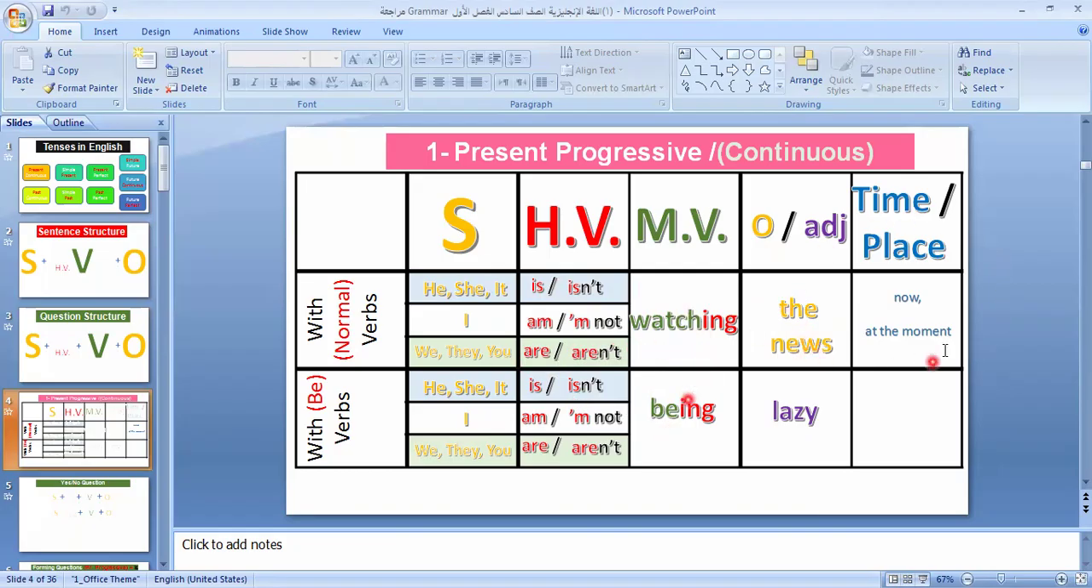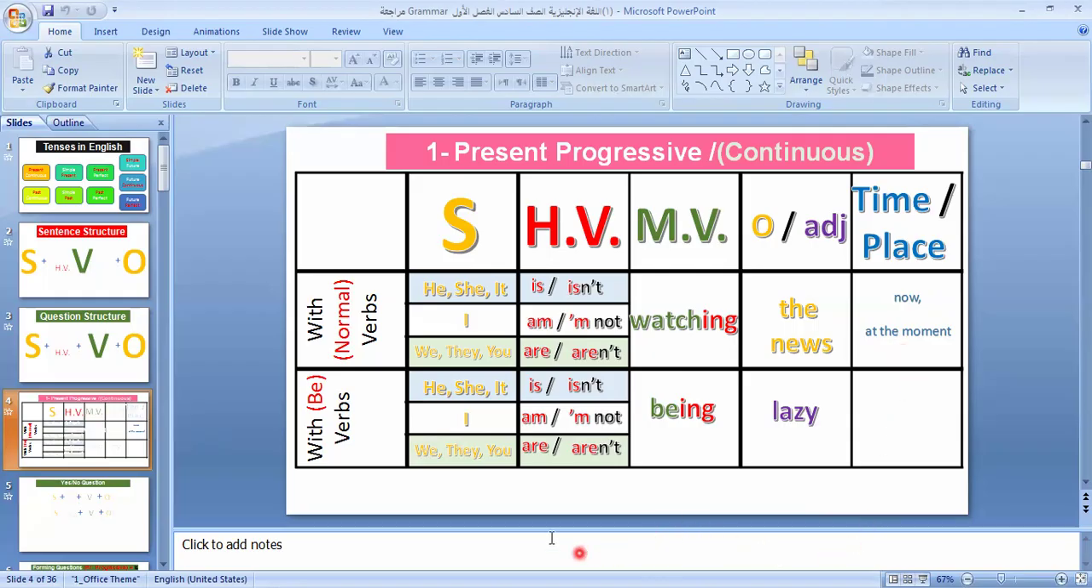Okay, so what are the keywords of this tense? The keywords of this tense are now, at the moment, look, listen. When we tell someone to pay attention to us, we say look. So when we say look, I talk about the time of speaking, now, not in the past, not in the future. When we say listen or look or anything like this, it means that you tell this person to pay attention to you.